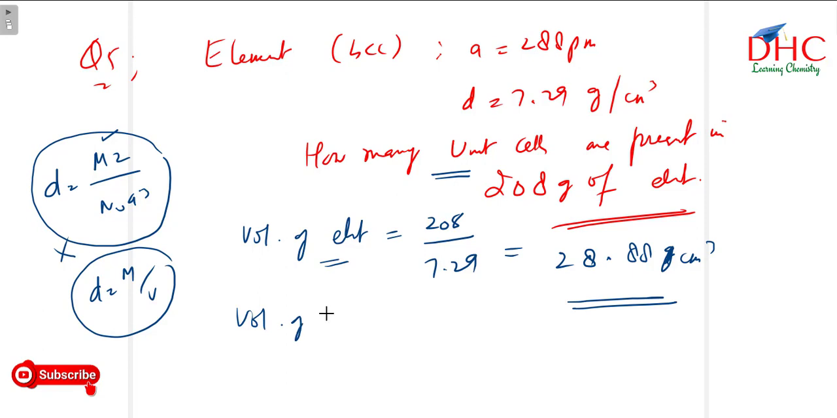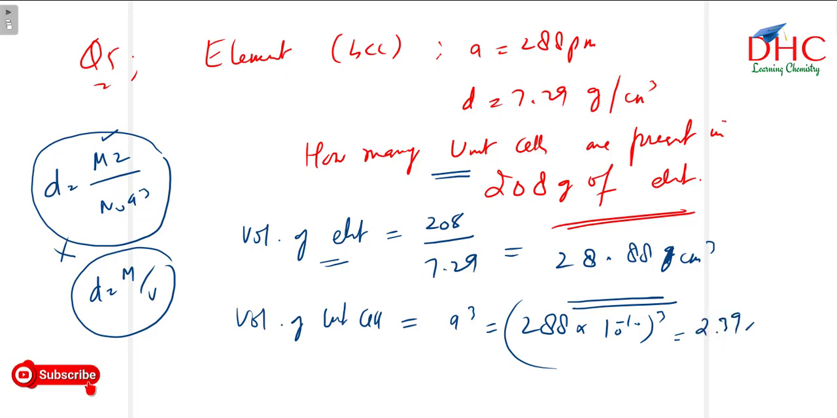अब volume of unit cell भी आप निकाल सकते हैं, that is equal to a cube, because unit cell जो है वो cubic है. a तो दिया हुआ है that is 288, मल्टीप्लाई कीजिए आप ये सेंटीमीटर में, means 10 to -10 whole cube. तो ये निकलेगा बराबर that is 2.39 into 10 to power -23 centimeter cube. This is the volume of unit cell and this is the volume of element. अब एक एलिमेंट में कितने यूनिट सेल्स होंगे वो कैसे निकालेंगे आप, वॉल्यूम ऑफ एलिमेंट डिवाइड बाय वॉल्यूम ऑफ यूनिट सेल, वो निकलेगा आपको नंबर ऑफ यूनिट सेल्स.